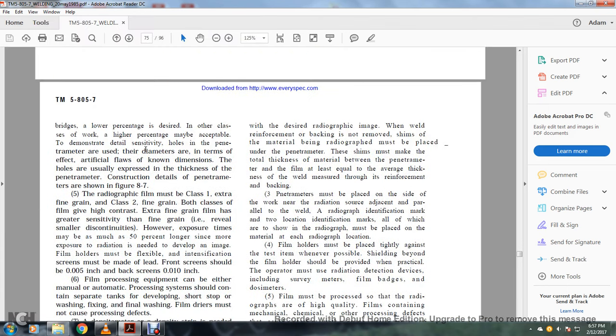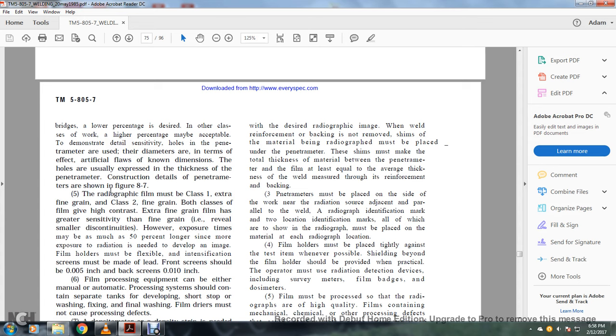Alright, in other classes of work, a higher percentage may be acceptable to demonstrate the detail sensitivity. The holes of the penetrameter, or the diameters in terms of T, are effective as artificial flaws. The known dimensions of the holes are usually expressed with the thickness of the penetrameter. The construction details of the penetrameter are shown in figure 8.7.